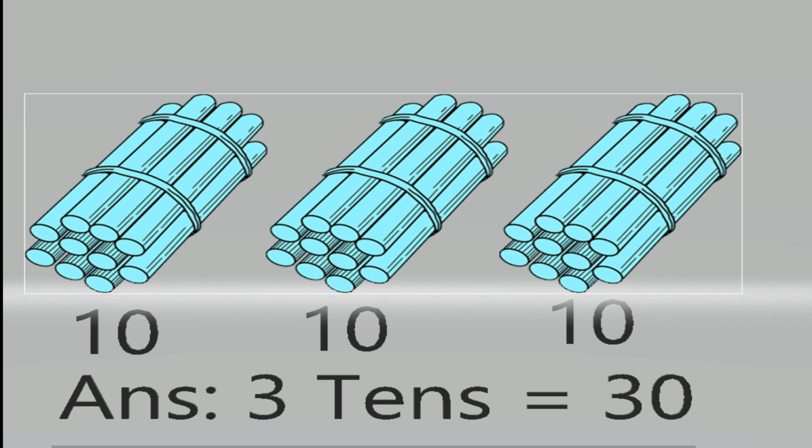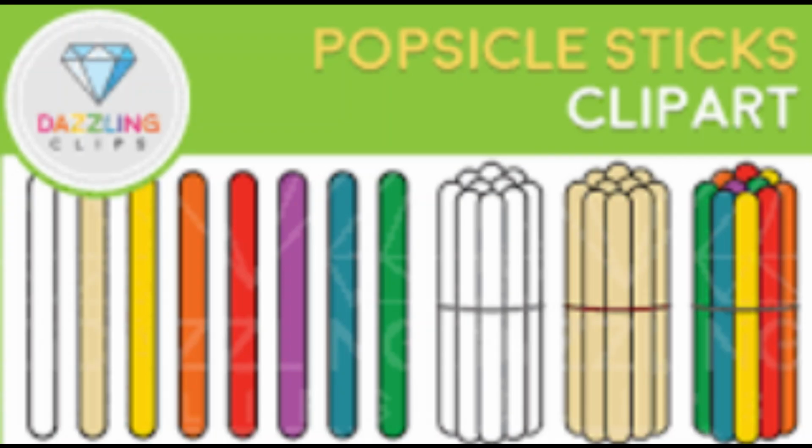So one bundle means 1 ten. Tell me students, how many bundles are there? Yes, 3 bundles are there. So 3 tens. 3 tens means 30. Isn't it very easy? Now you try to solve this one. You must pause the video for some time and then count the sticks. Write your answer. Don't check the answer beforehand.